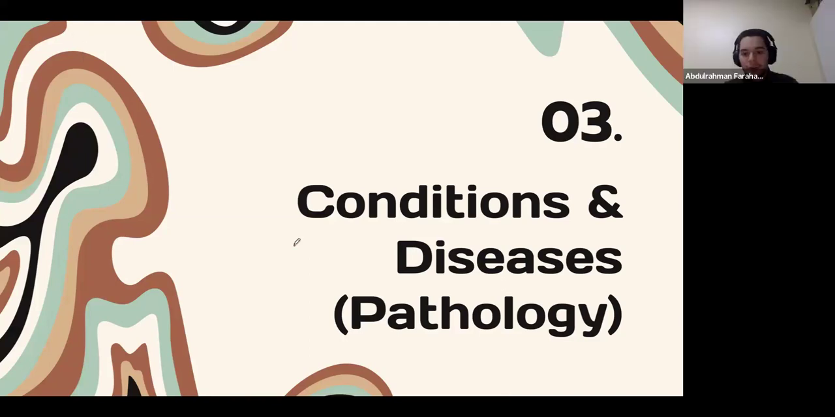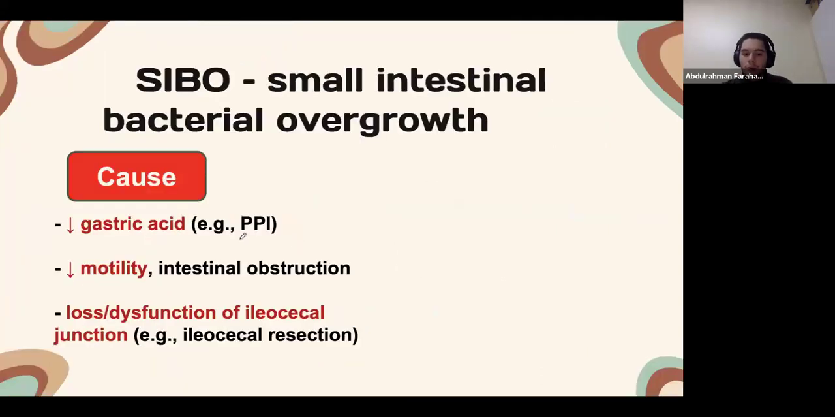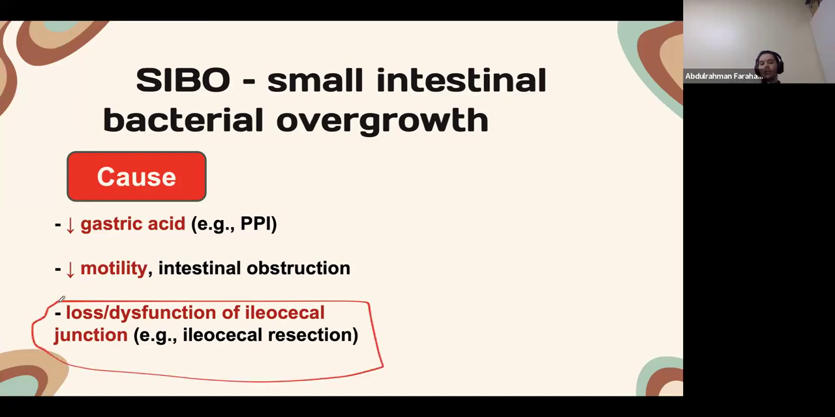Okay. Now the conditions or diseases. The first thing we'll speak about is small intestinal bacterial overgrowth. This would happen, as you said, when the bacteria in the large intestine overgrow into the small intestine. There are multiple reasons that could happen. We already spoke about this one, which is the loss or dysfunction of the ileocecal junction. If the ileocecal junction is not there, or it's weak, or you have paralysis of some sort of the muscles there, this would allow the large intestinal bacteria to retrograde back into the small intestine, causing small intestinal bacterial overgrowth. They would overgrow in the small intestine.